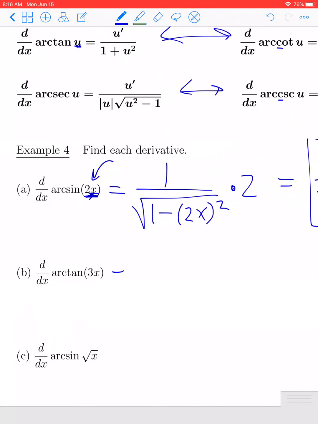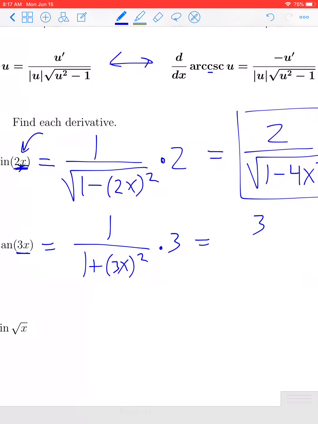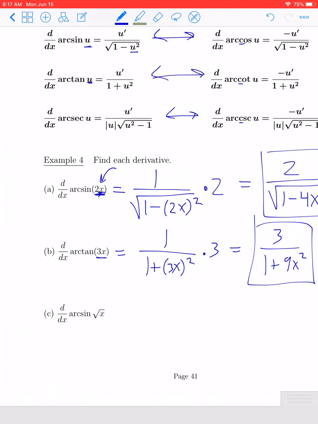Let's take a look at the next one. The derivative of the arc tangent of 3x is going to be 1 divided by 1 plus the argument of the arc tangent squared. What we have on the inside is 3x, so 3x goes here. But then from the chain rule, we need to multiply by the derivative of the inside function. The derivative of 3x is 3. Simplifying this, we get 3 divided by 1 plus 9x squared. Let's take a look at another one.